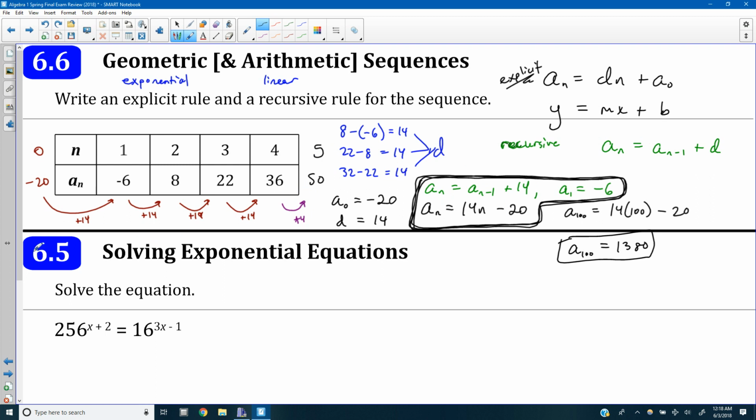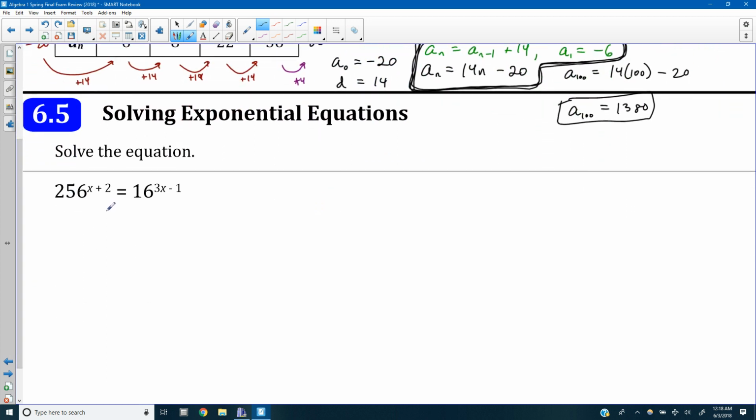Okay, next problem. Let's solve this exponential equation. It says 256 to the x plus 2 power equals 16 to the 3x minus 1 power.